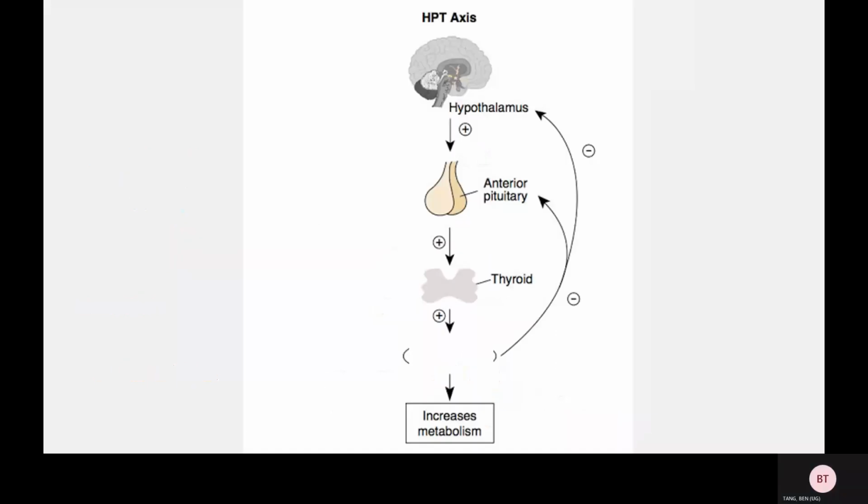Anyway, back to the three-player axis. There's the HPT axis, which stands for hypothalamic pituitary thyroid axis, right? Most of these axes are going to be HP something. Like I said, the hypothalamus will release a releasing hormone, which in this case is the thyroid releasing hormone. It acts on the anterior pituitary gland, which stimulates the pituitary gland to produce thyroid stimulating hormone, which then acts on the thyroid, which in turn will produce the lovely T3 and T4.